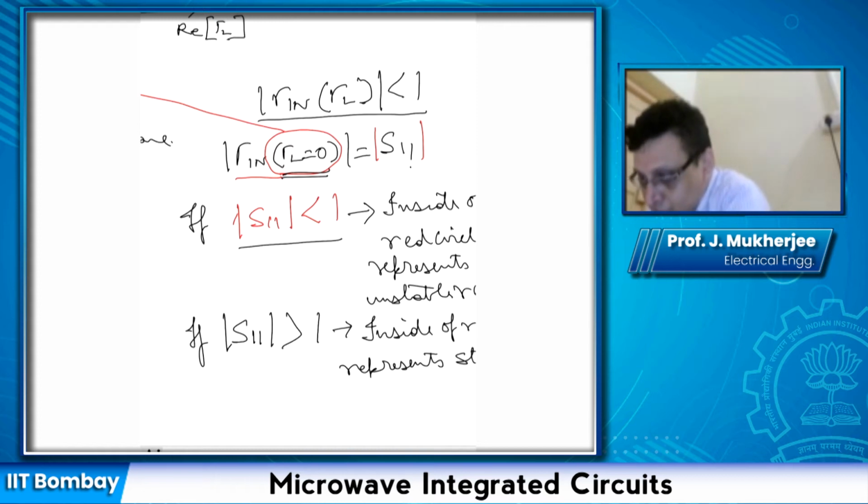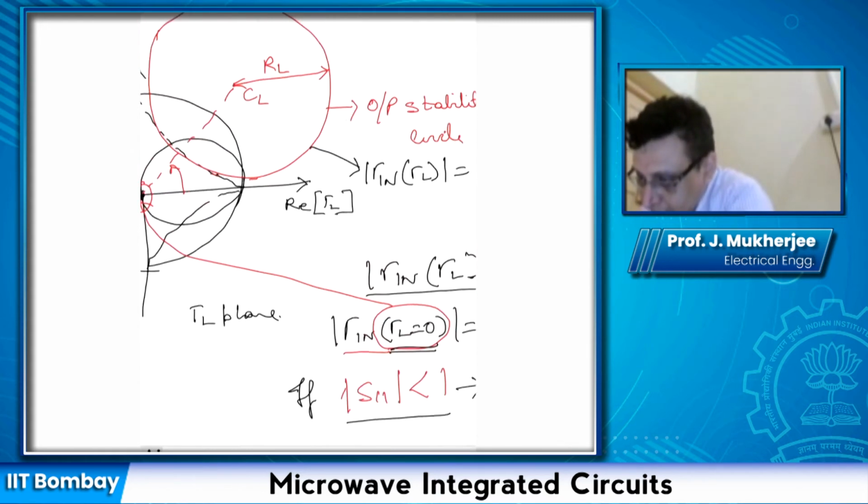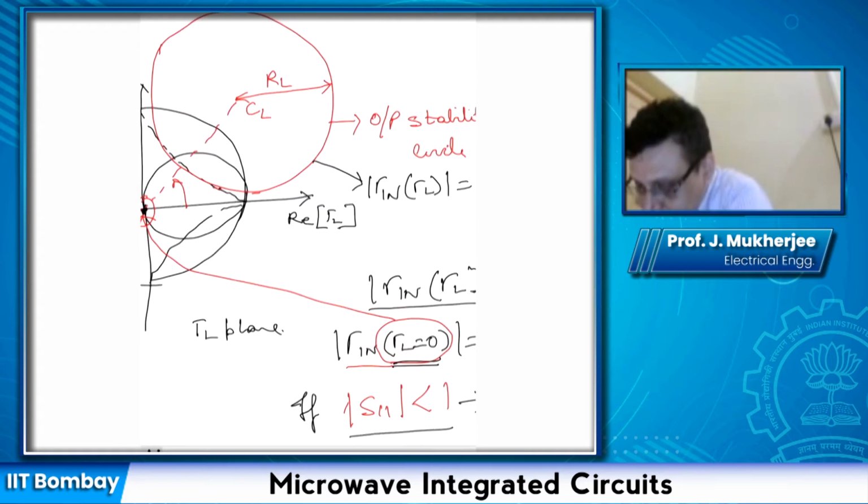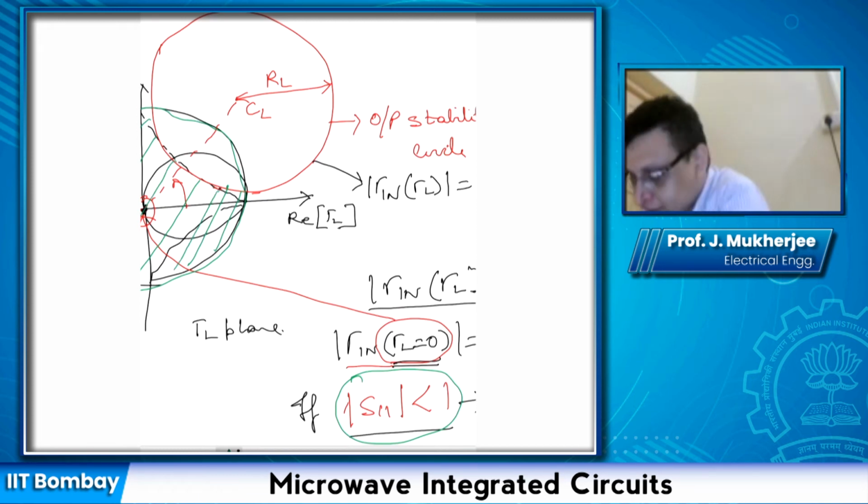Now, there is one more problem here. The gamma L itself, recall, has to be lesser than 1. So that means I can consider only points which are within this unit circle. That is another further restriction. So let us say the case is that modulus of S11 is lesser than 1. Then this region outside the output stability circle represents the stable region.